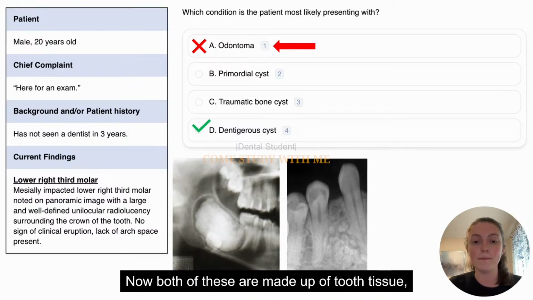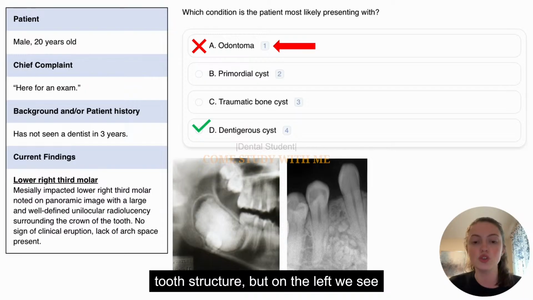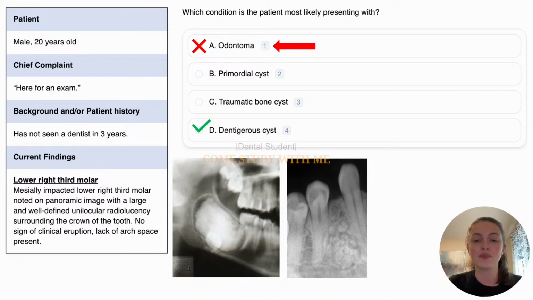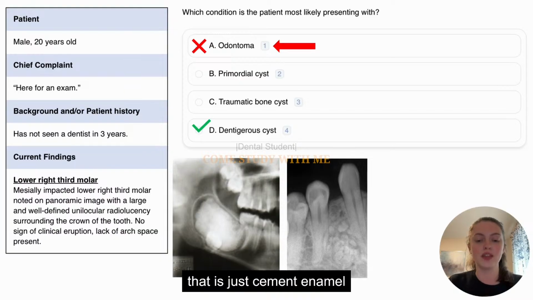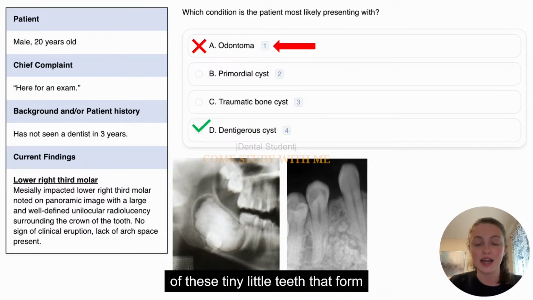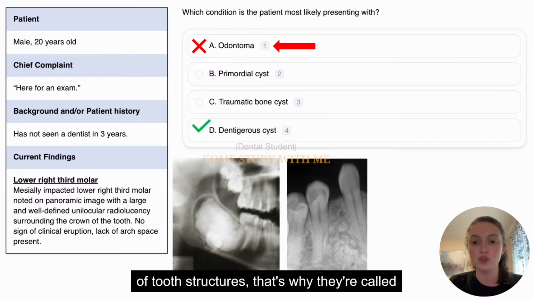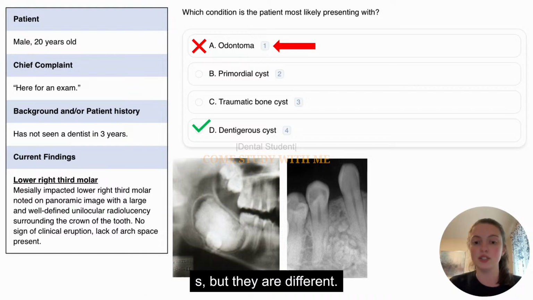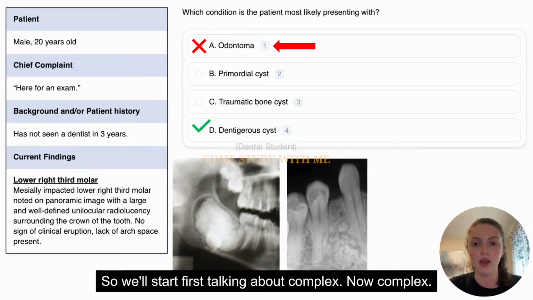Now, both of these are made up of tooth tissue, tooth structure. But on the left, we see that this is just a big calcified mass made up of just tooth structure, cementum and enamel, and that's why it's so bright. On the right, we see more of these tiny little teeth that form, and that is also tooth structure. So I just want to clarify that they're both made of tooth structures. That's why they're called odontomas, but they are different.